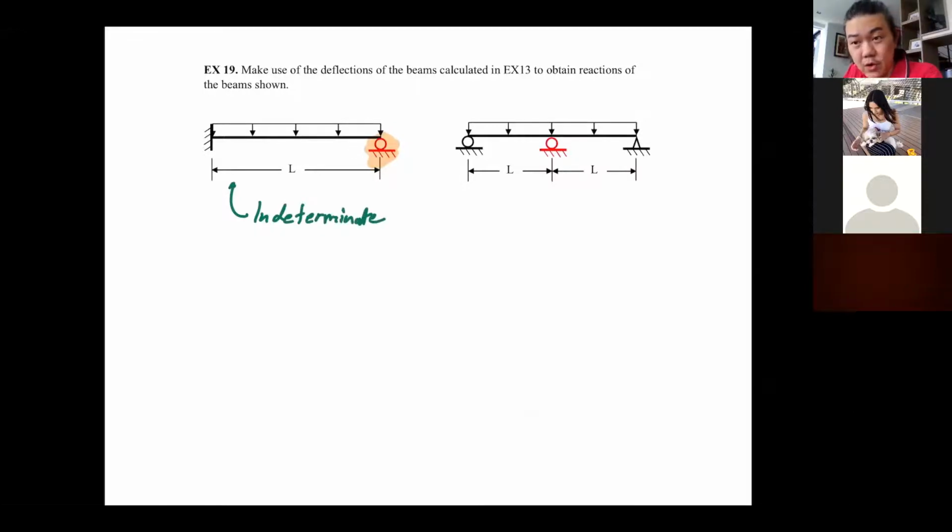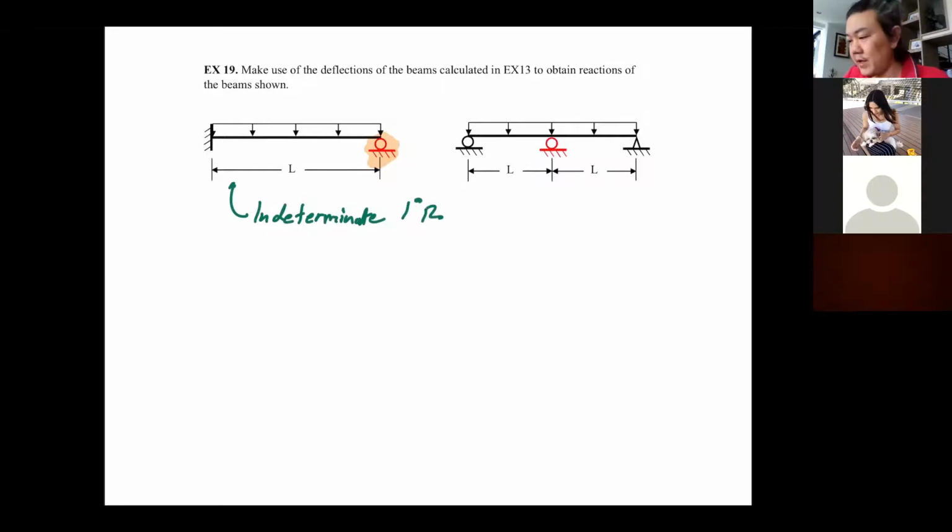And your first job is to determine how many degrees of redundancy your structure has, because that will tell you how many compatibility equations you are going to need. But because I don't think anybody uses this method to calculate structures anymore, I don't think there is any point in giving you a hard life with a problem with more than 1 degree of redundancy. So this is 1 degree of redundancy.